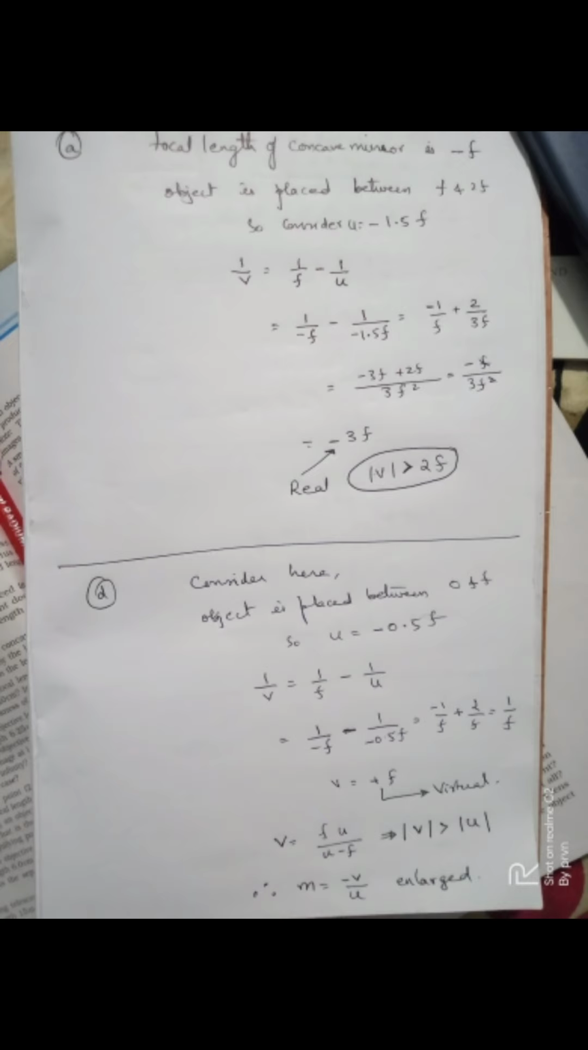Now see, calculate the image distance also. By doing the calculation, you will get the image distance as v = fu/(u-f). Observe carefully, the magnitude of v is always greater than the magnitude of u. So when we substitute in the magnification formula -v/u, as the numerator is greater than the denominator, we will get the magnification value greater than 1. So you can consider it as an enlarged image.